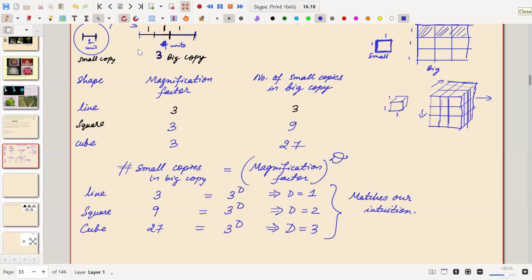So I hope it is clear to you that from this we can see how a line is one dimension, how a square is two dimension, how a cube is three dimension. Now why is this essential? Why at all are we doing this? We will apply the same idea to compute the dimension of a fractal. Okay. Fine.